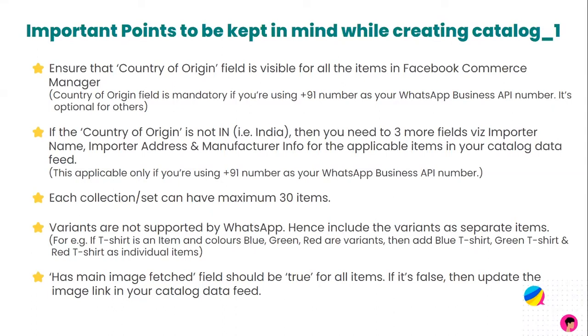Has main image fetched? This field should be true for all items. If it's false, then that particular product won't show up in your catalog. So hence ensure that the field called has main image fetched, it should be true for all the items.